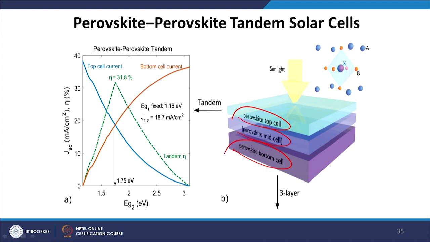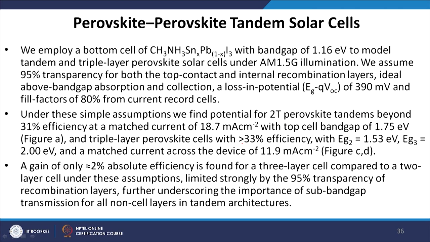But in between, if you also use a perovskite mid cell with a variable band gap, then there are three perovskite devices in my tandem solar cell. Then it is possible to cover the whole electromagnetic spectrum, provided we have suitable band gap matching and the cells are very, very stable. So we employ a bottom cell of CH3NH3 lead iodide with a band gap of 1.16 electron volt to model tandem and triple layer perovskite solar cells.